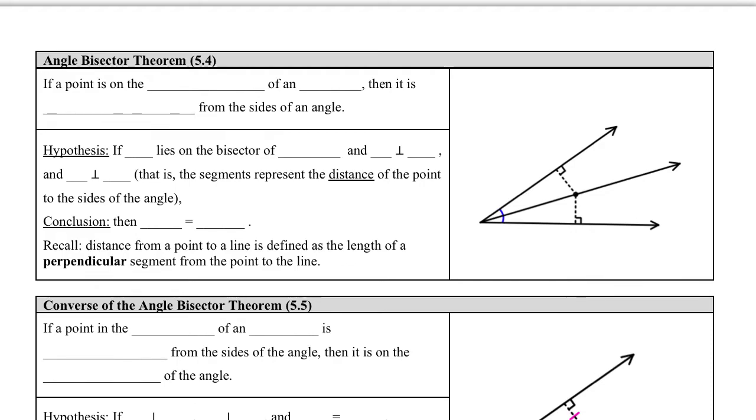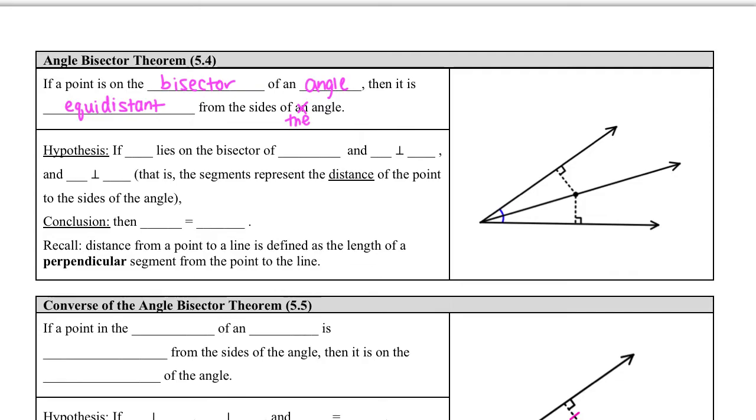So if a point is on the bisector of an angle. So we just talked about perpendicular bisectors, and that theorem was talking about if a point was on the perpendicular bisector. Now we're saying, okay, if you have an angle bisector and a point on that angle bisector, then it is equidistant, just like in the perpendicular bisector theorem, but this one is equidistant from the sides of the angle. So this really, we're talking about the same angle, so I'm going to change this to say the angle.